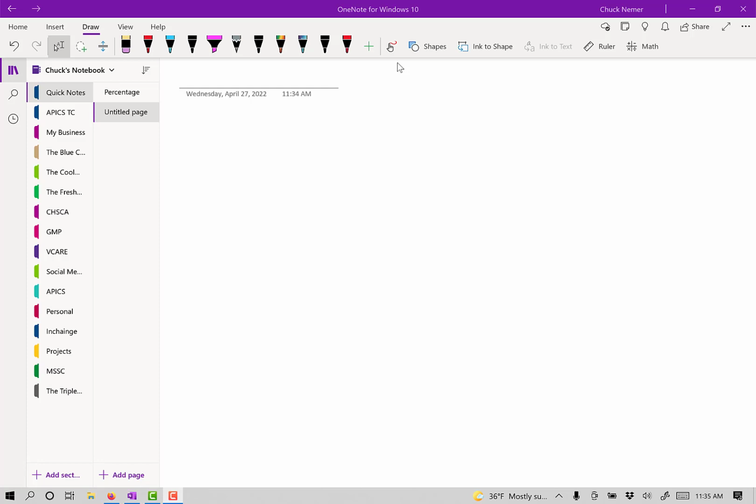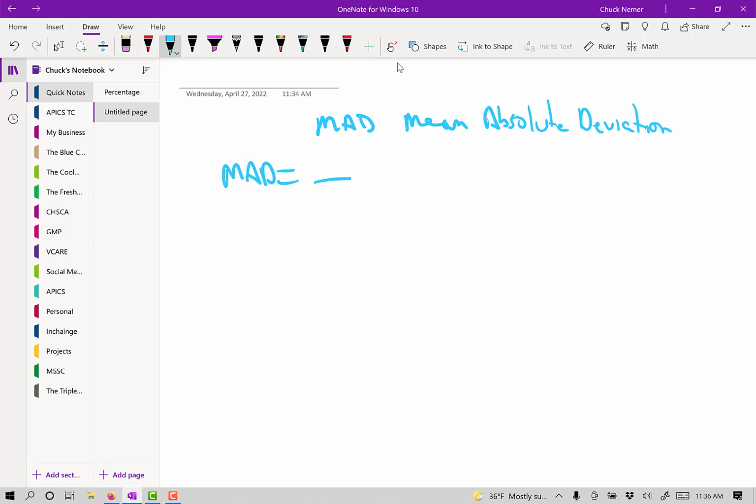We're now going to move into the concept or the term of mean absolute deviation, also called MAD. It is a measure of forecasting error. The formula looks like this: MAD equals the sum of the absolute value of actual minus forecast, divided by n, which is the number of data points. So let's plug in some numbers here and talk about it.